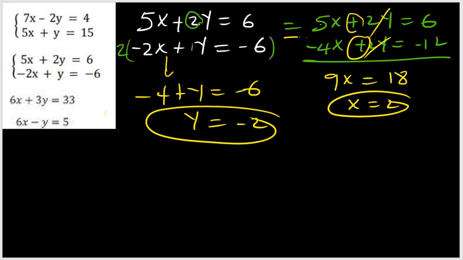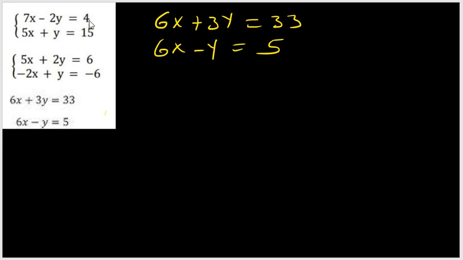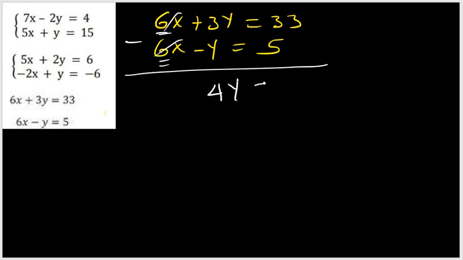Okay, the last question here. Again in the last equation, it's better to multiply the second equation by 3, or actually the x's are already the same, no need to multiply. The x coefficients are the same, 6x, 6x, so we can subtract. When you subtract, the x will be eliminated, and 3y minus negative y, minus minus will be plus, so it's going to be 4y, which is equal to 33 minus 5, which is 28. If we divide by 4, y is equal to 7. That's going to be the answer.